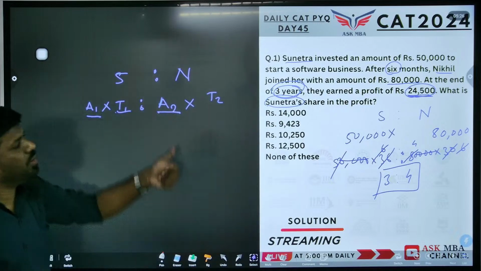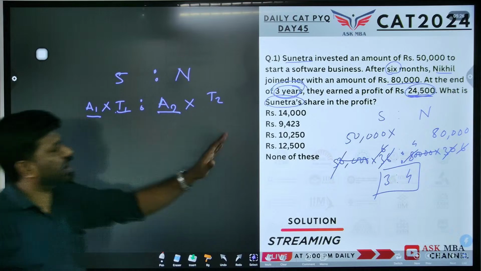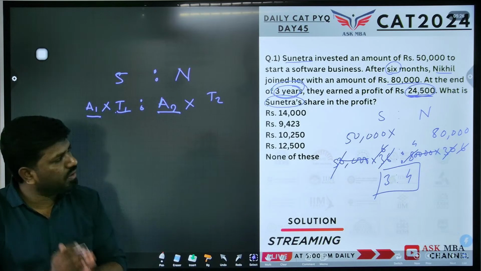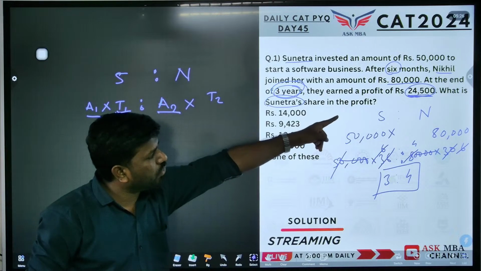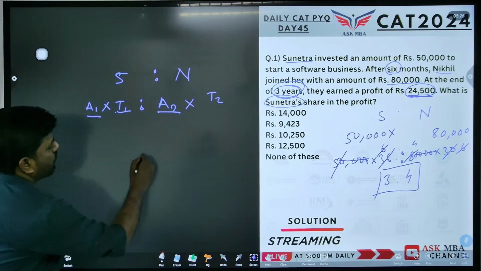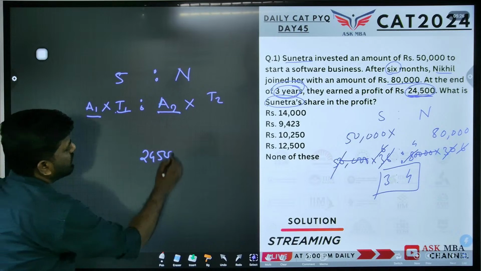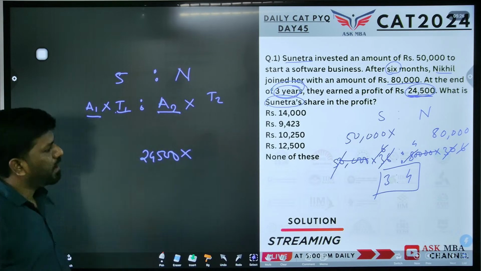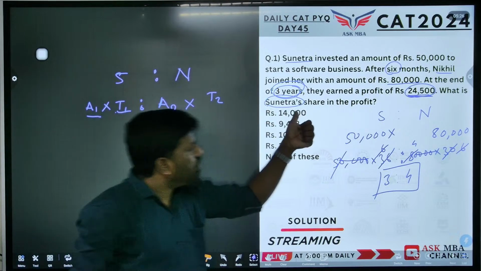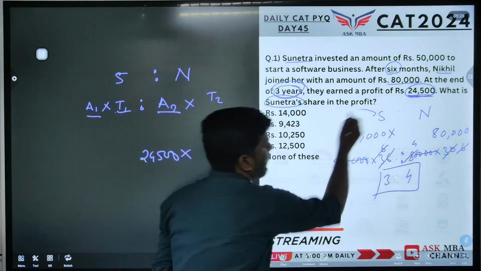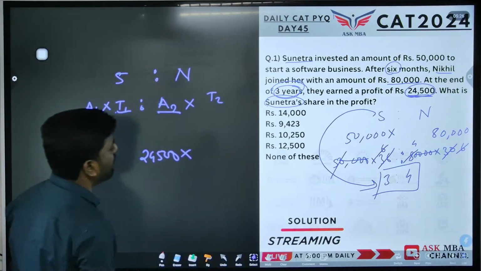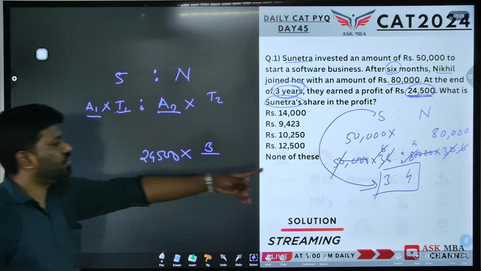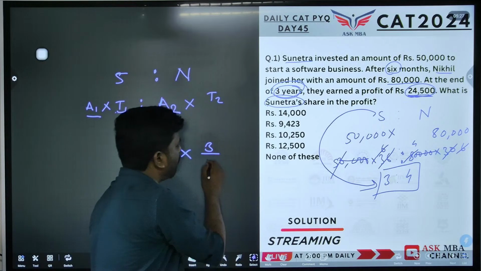Now this ratio will be used to calculate their respective shares out of the total profit. Now the total profit is already given, that is a total amount of 24,500. So 24,500 is the total profit together. Out of this, the question is about Sunitra. Now what is Sunitra's share? This S belongs to this 3. So from her ratio proportion 3 is to 4, her share is 3 out of 7.